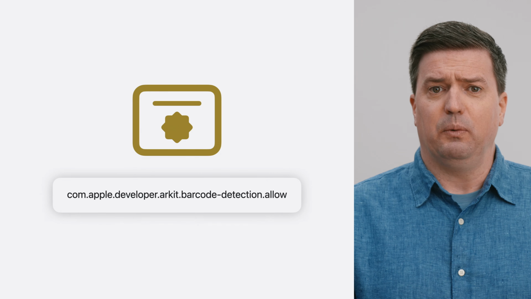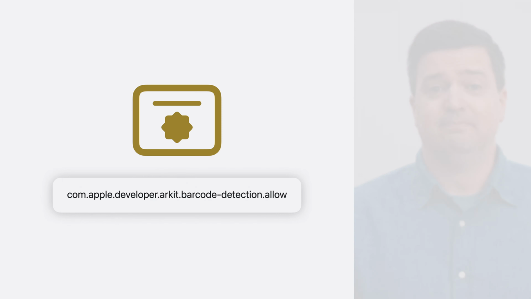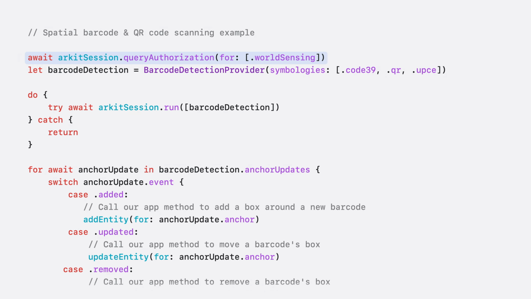Now let's take a look at how we set up barcode detection in an app. First, we set up our ARKit session and make sure we have the world sensing permission enabled, since it's needed to detect barcodes. Then, we enable a new to visionOS variable, a barcode detection provider. Just like the existing ability to set up a hand detection provider, this will handle the nuts and bolts of finding and tracking these barcodes.